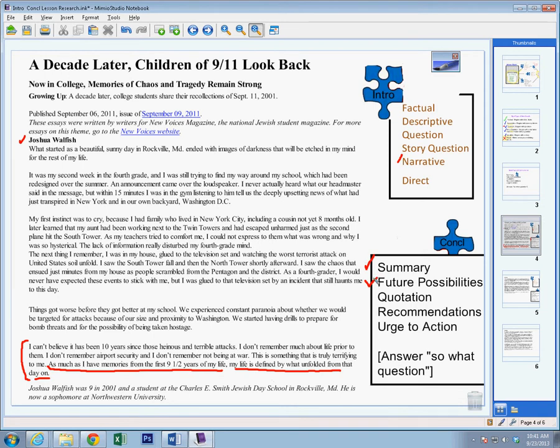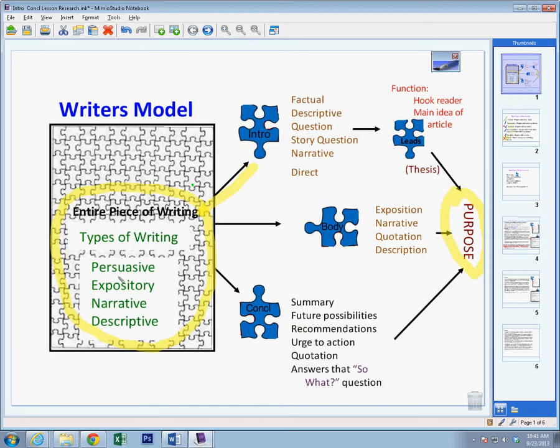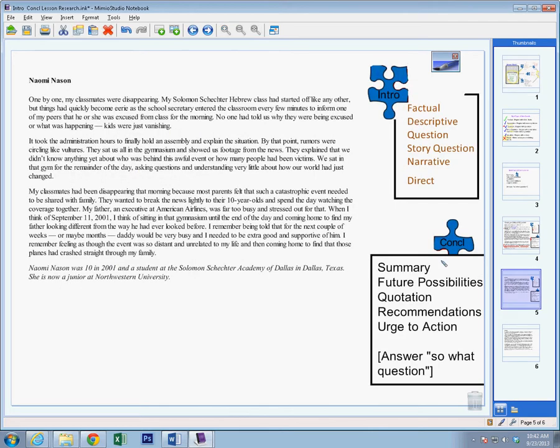We said that when you're looking at what types of conclusions or introductions you're using, that's going to be dictated by, if you go all the way back to here, the piece of writing, the entire piece of writing. In this case, this piece of writing is narrative. And if we go into the next piece, you'll notice that this one starts out a little bit differently.